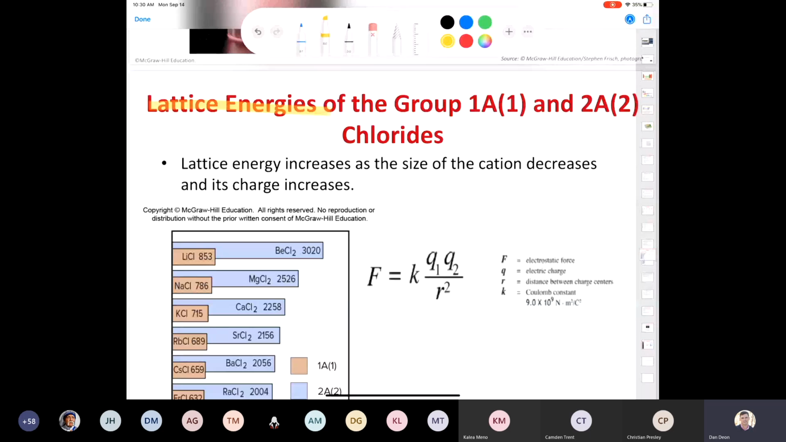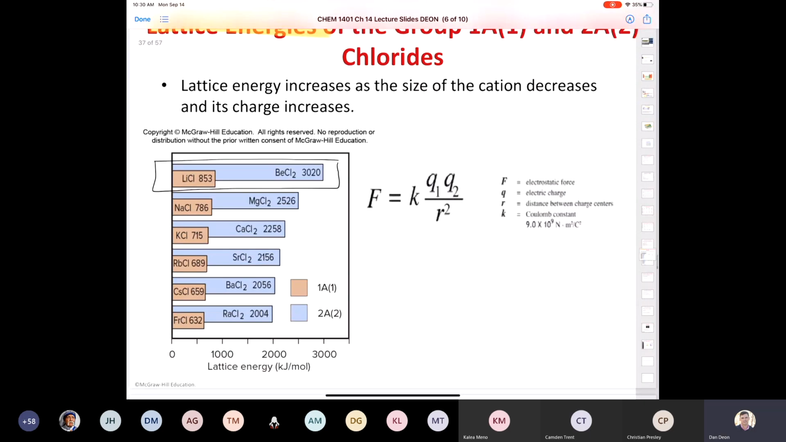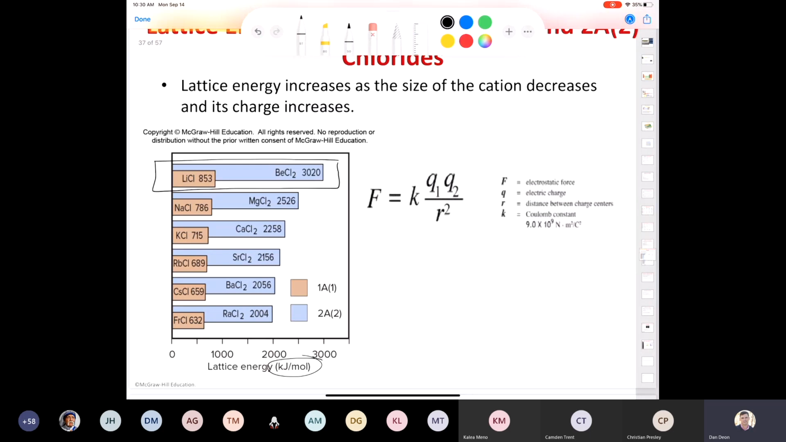I just want to cover one quick concept here with you that I think is kind of a fun one. If you compare these chlorides, lithium chloride and beryllium chloride, these lattice energies here are reported in kilojoules per mole. And you can see that beryllium chloride is much stronger than lithium chloride. Why would that be? Because lattice energy, the electrostatic force, is based off of Coulomb's law, which is the lattice energy is equal to Coulomb's constant multiplied by the charge of the two ions divided by the radius squared. Okay, let's think about that.